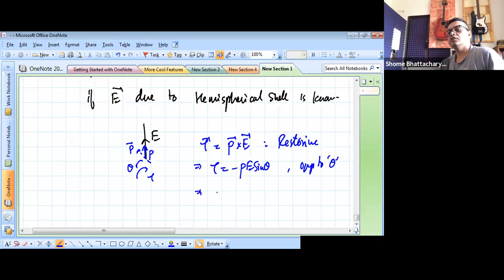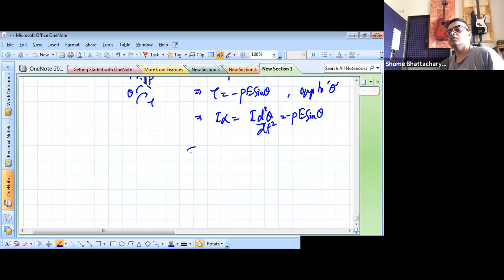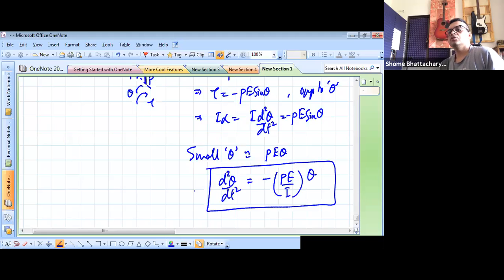Okay. So I alpha, or I into d2 theta by dt square, is equal to minus PE sine theta. So for small theta, we can approximate it as PE theta. So d2 theta by dt square will become minus PE divided by moment of inertia into theta. Okay. So time period of oscillation will become 2 pi under root moment of inertia by PE. So for all this, now I have to calculate moment of inertia and I have to calculate the electric field. These two things need to be calculated.